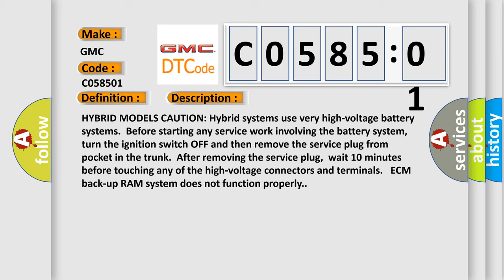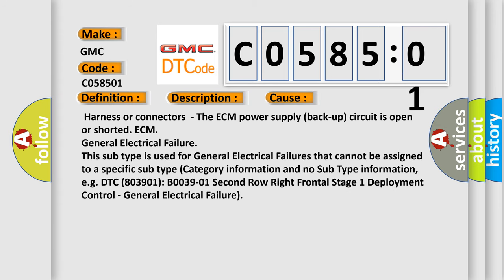This diagnostic error occurs most often in these cases: harness or connectors. The ECM power supply backup circuit is open or shorted. ECM general electrical failure. This subtype is used for general electrical failures that cannot be assigned to a specific subtype category, with no subtype information, e.g. DTC 803901-00390-01 second row right frontal stage 1 deployment control, general electrical failure.